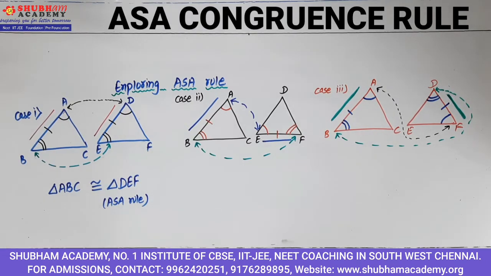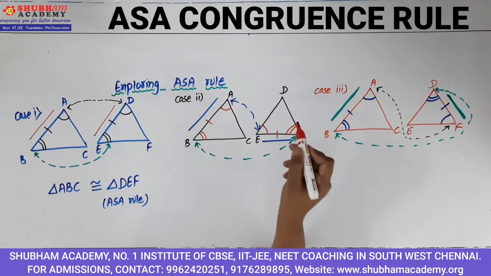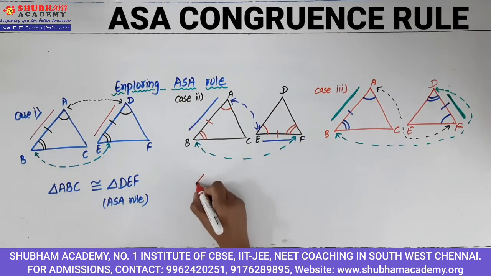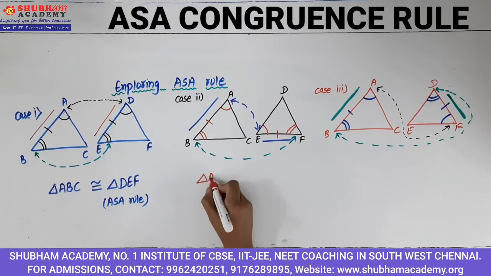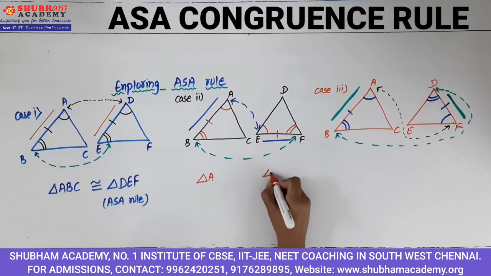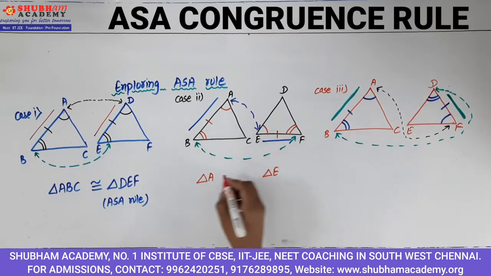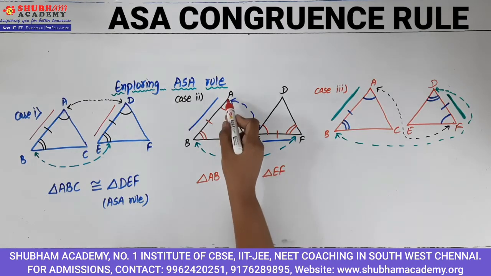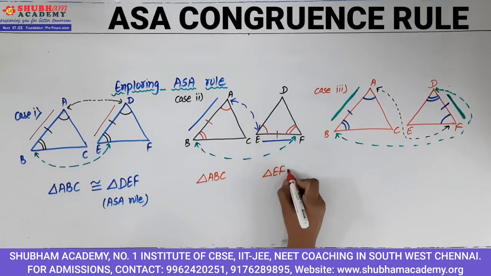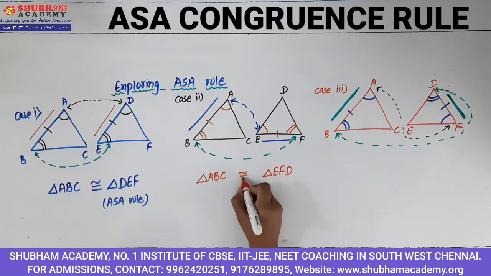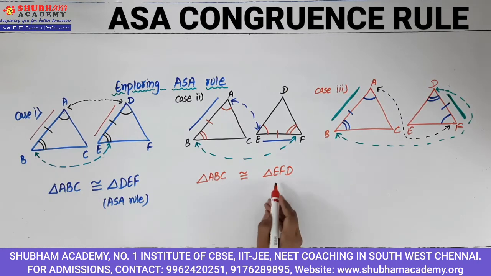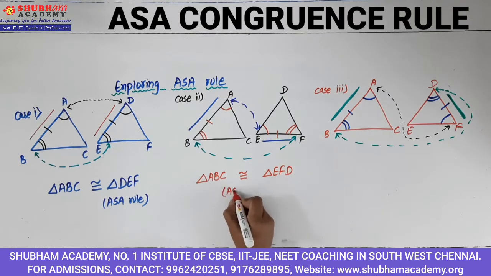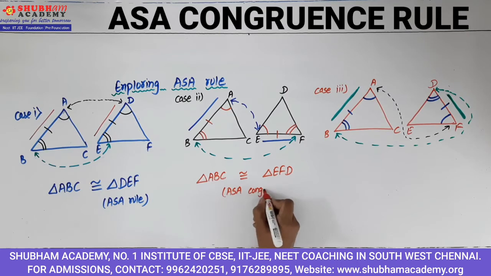Now see here for case 2, here angle A corresponds to angle E. So for writing congruency here, for triangle ABC, angle A corresponds to angle E, then B corresponds to F, and then finally C and here D. So we will write triangle ABC is congruent to triangle EFD, and finally by ASA congruence rule, both the triangles are congruent.